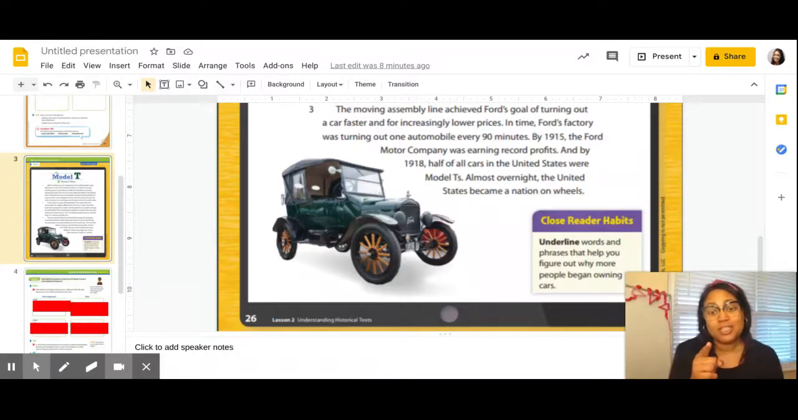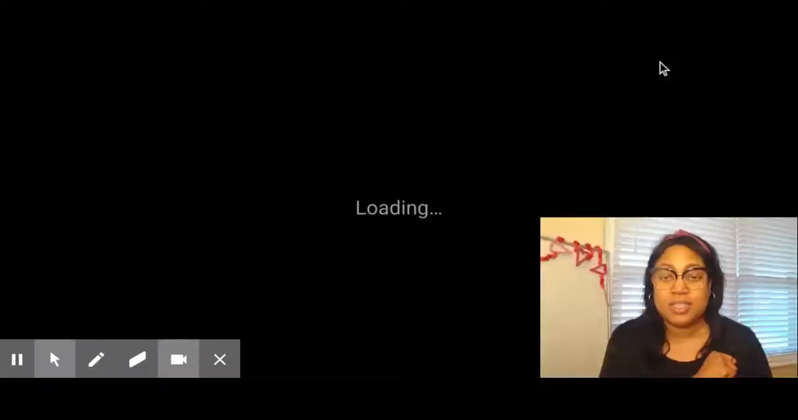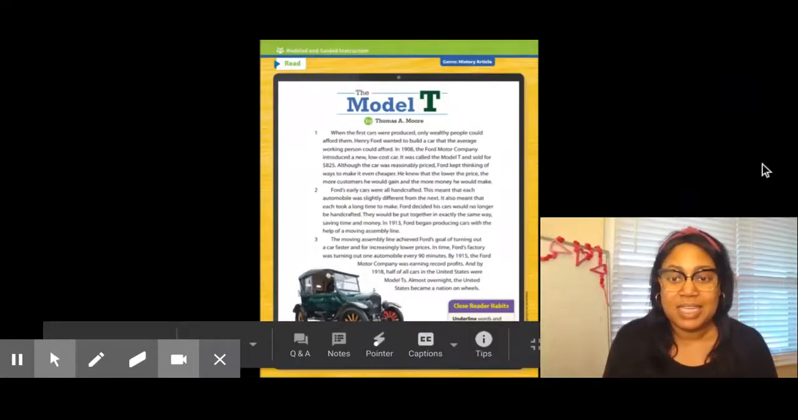Remember, strong readers read the text one time, the first time, to see what's going on. Then they read it again as many times as necessary to apply the skill. What skill are we applying? You got it. Understanding historical text so that we can better understand the world around us. All right, so here we go with Model T.